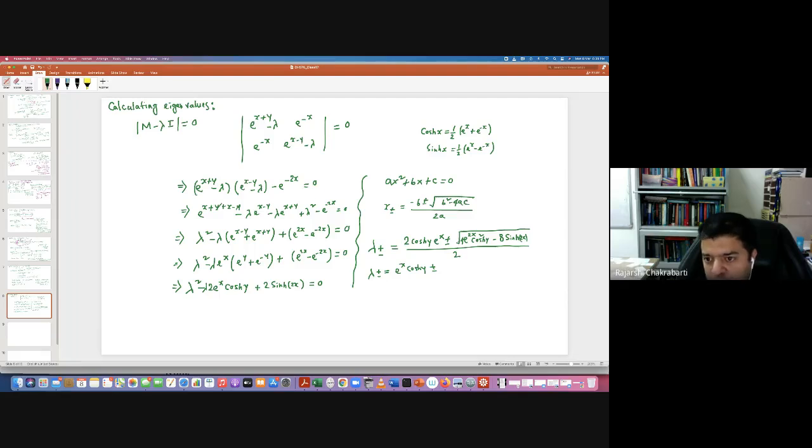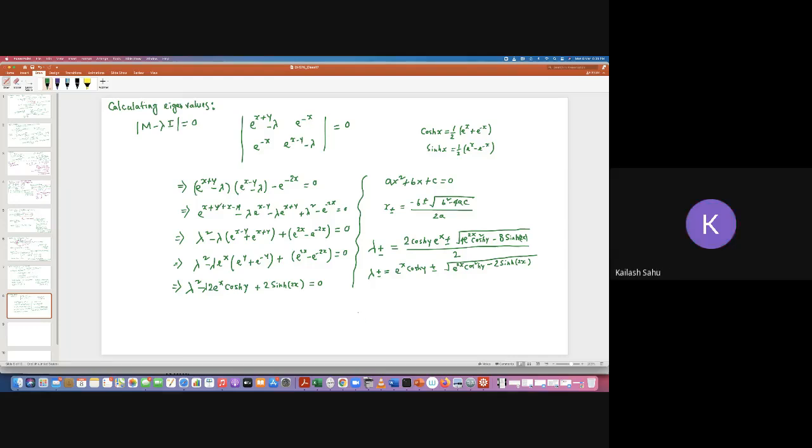Now I can take 4 common outside. This 4 from inside I take out. It will give you 2. This 2 and 2 will cancel. So you'll be left with exponential of 2x. Is it fine?